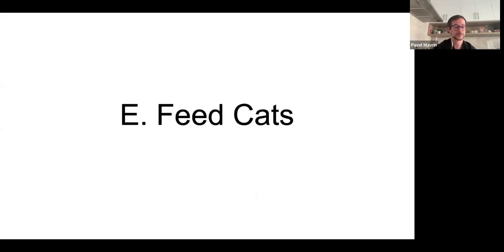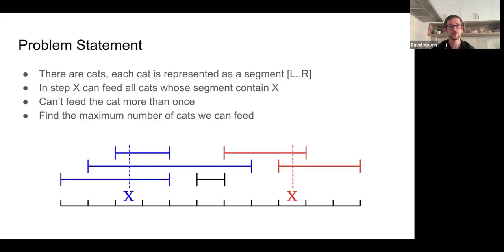The next problem is called Feed Cats. For some people who know dynamic programming, maybe it's a more standard problem, but I think it's still a nice problem. So what we have here is a set of cats. I have n steps, and every cat represents some segment of these steps.